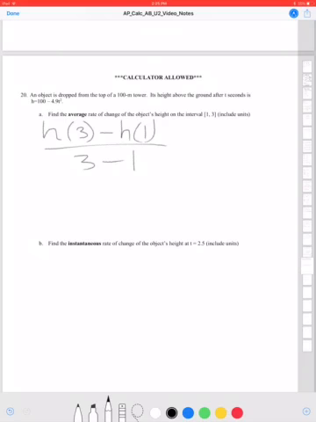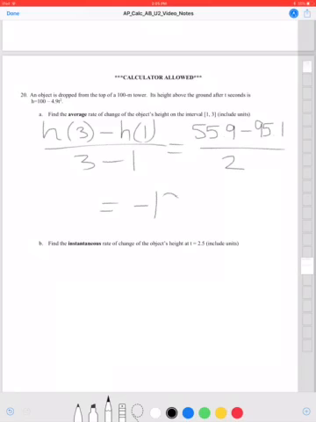All right, so grab your calculator and you can plug in 3 and you can plug in 1, and I believe I got 55.9 minus 95.1, and 3 minus 1 is 2. All right, so if you subtract and divide, I got negative 19.6, and they've asked us to include units.